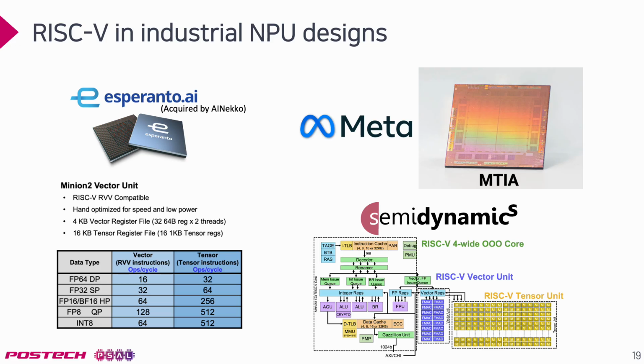At first glance, RISC-V may not seem like a good fit for an MPU ISA. However, in reality, RISC-V has been adopted by many different MPU designs. For example, Esperanto Technologies, Meta, and SemiDynamics adopted the RISC-V ISA for their MPUs.